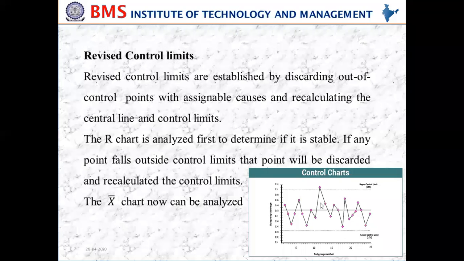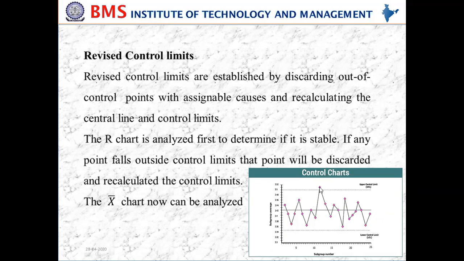So this shows a pattern, but only at subgroup number, say for example around 14, the point goes out of control, which means above the UCL. Generally, the R chart is constructed first. Then the R chart is examined. If there is any deviation in the R chart, that is, any point falls outside the control limits, then we can say that the process is out of control. So this point shows the assignable causes of variation.